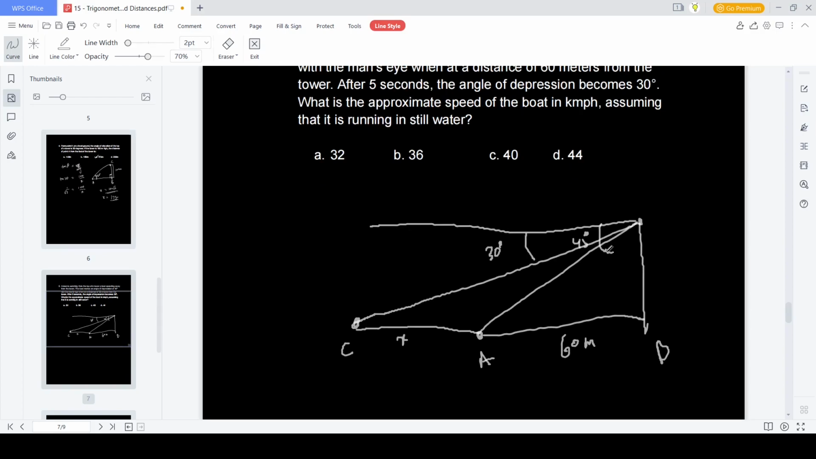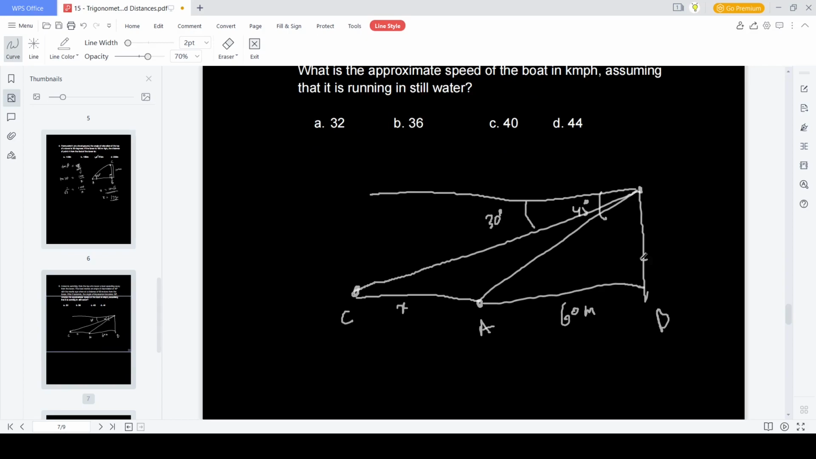Now see, let's first find out the height of the tower using this triangle. If this is parallel to the ground, his view, then this angle also is 45. If this angle is 45, this angle is also 45. Now what we know is this is 60, so this is also 60. So the tower is 60 meters high. Now I'll use the second triangle.